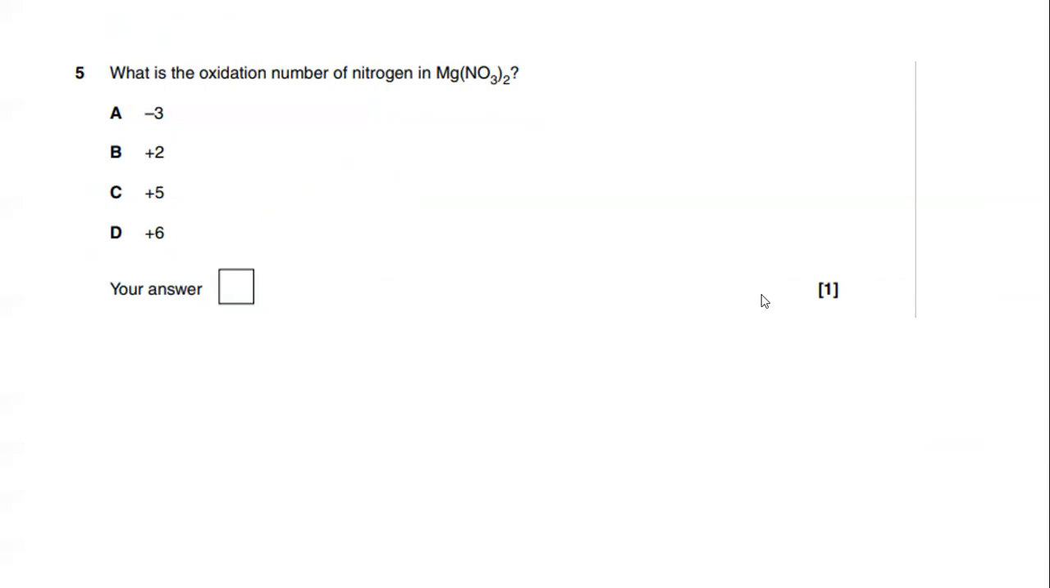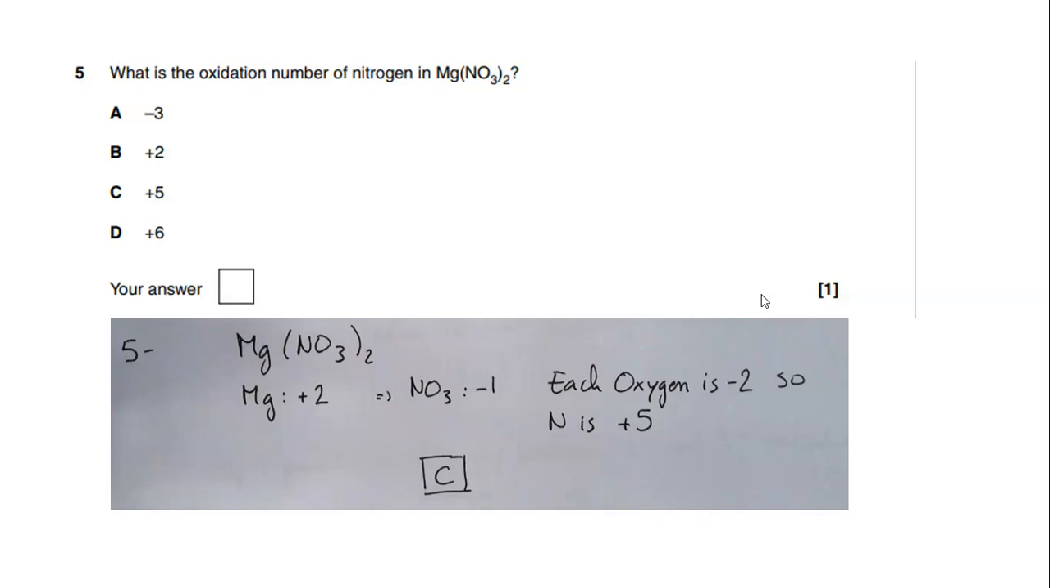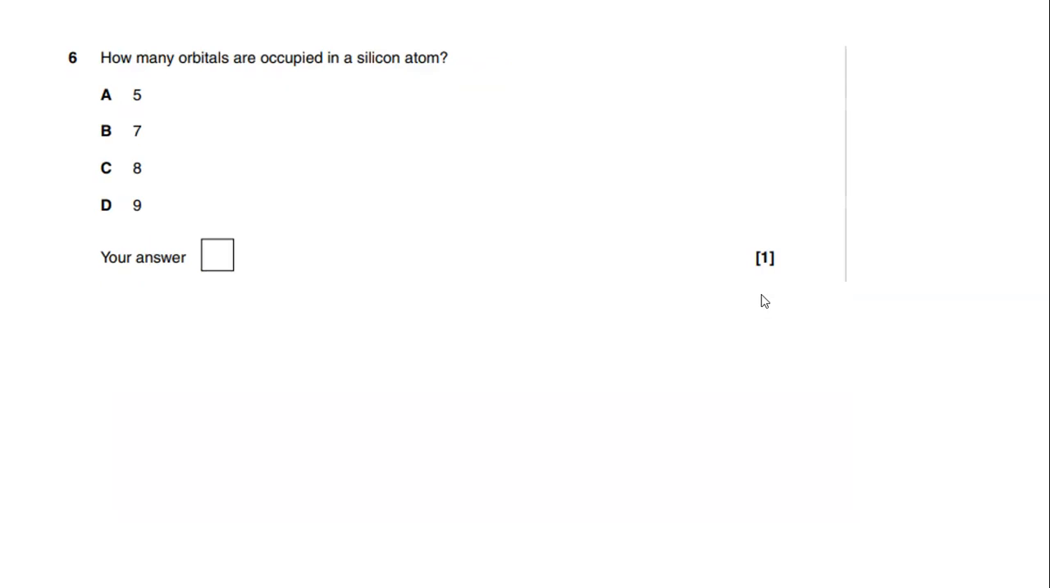Question 5, what is the oxidation number of nitrogen in Mg(NO3)2? So here we need to look at all the oxidation numbers that we know and add them together to give the total charge of our compound, which is 0. Mg belongs to group 2, so the oxidation state is plus 2. Therefore, each NO3 has to be minus 1. Each oxygen is minus 2, so 3 times minus 2 is minus 6. So for NO3 to be minus 1, N has to be plus 5. Hopefully that makes sense. If not, let me know. I'll give you some more practice questions on that.